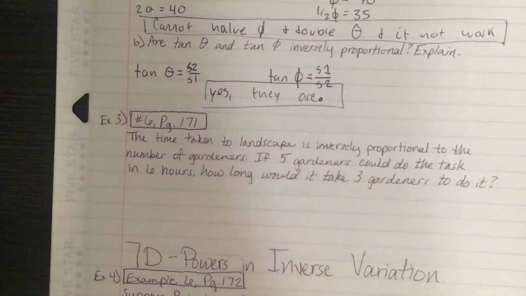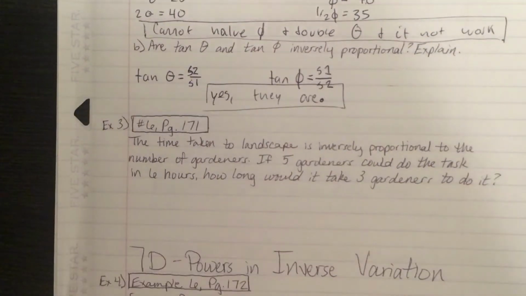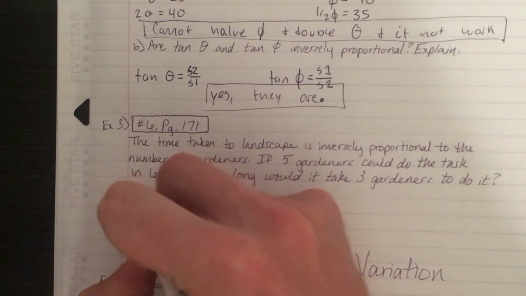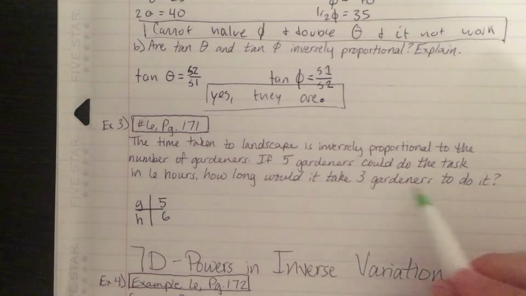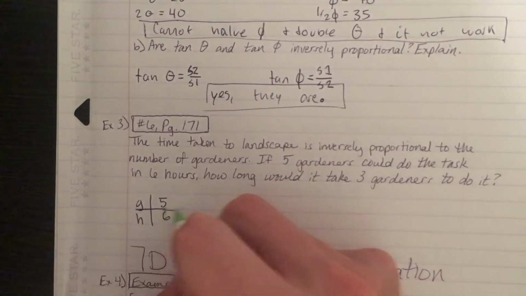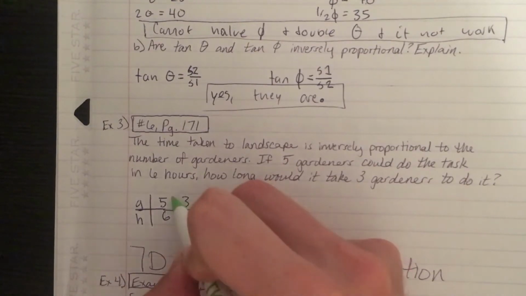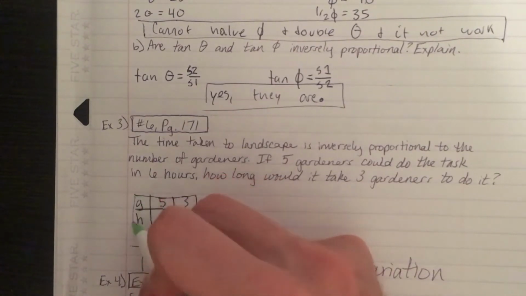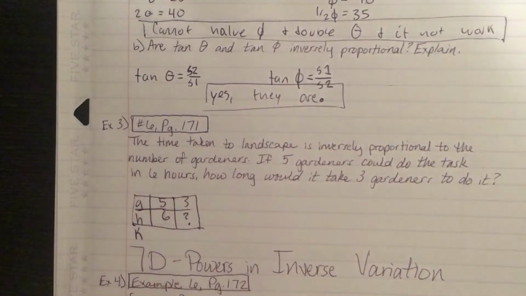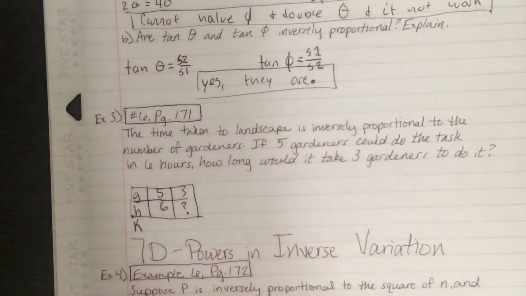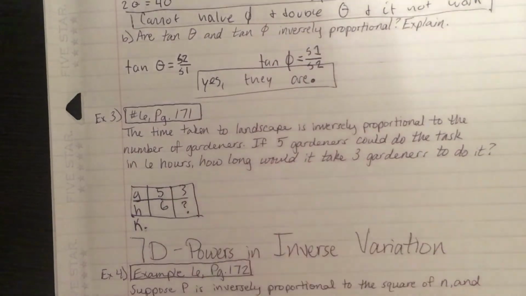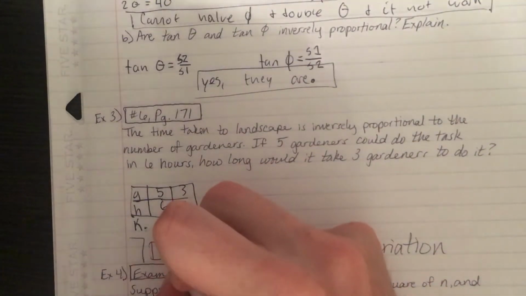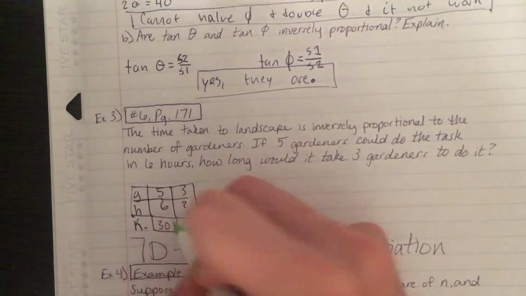And so, again, I am always partial to making a table here just to visualize what's going on. So we're going to do G and H here. We've got 5 gardeners, and that's going to take 6 hours. And we want to know for 3 gardeners, how long is it going to take for them to do this? Now, again, I always like making this little K column for this. I think it makes life a little bit easier. So K, as a reminder, is what you get from multiplying your 2 variables here. So in this case, our constant of proportionality here is 30.